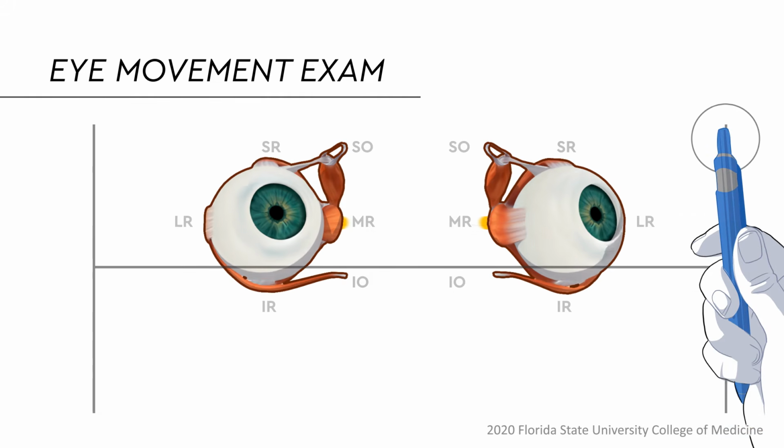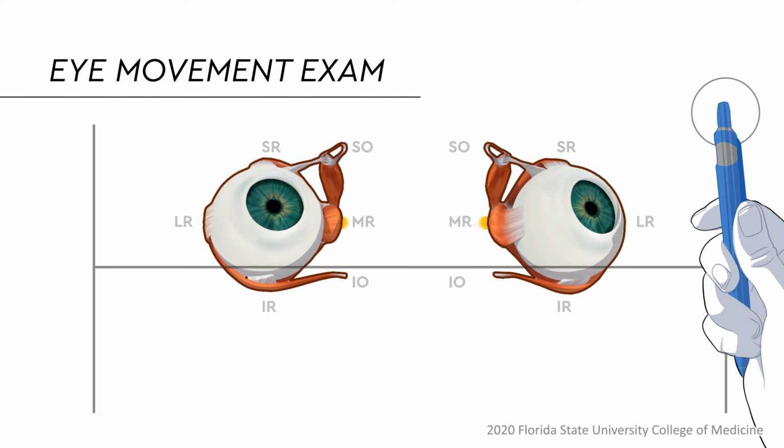Now move the object directly superiorly. This position tests the patient's left superior rectus muscle, up and out, and the right inferior oblique muscle, up and in.